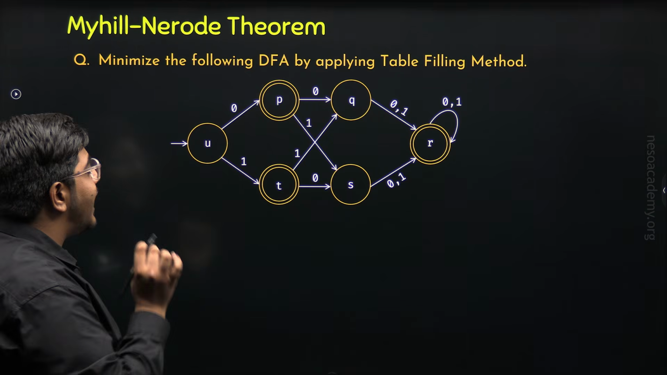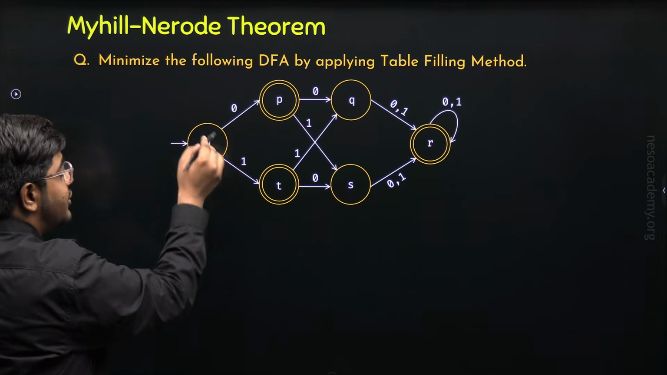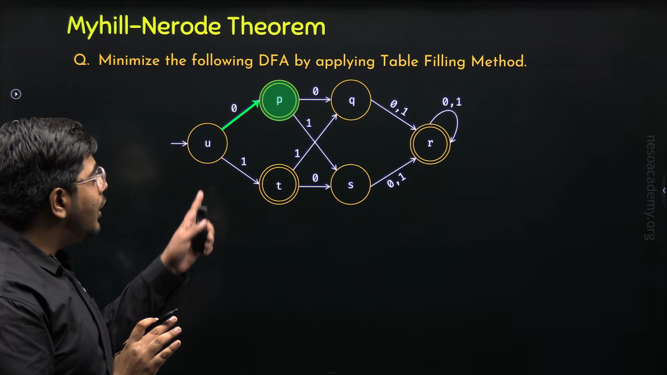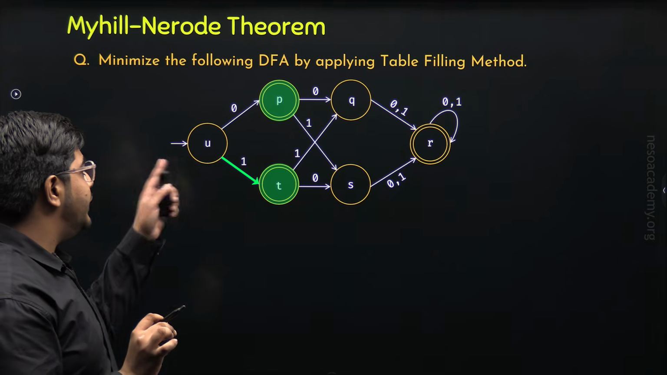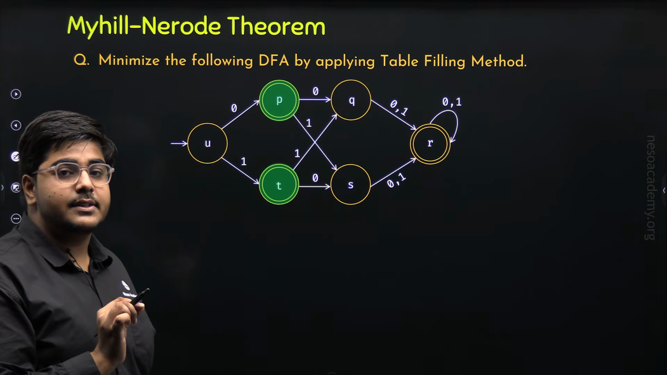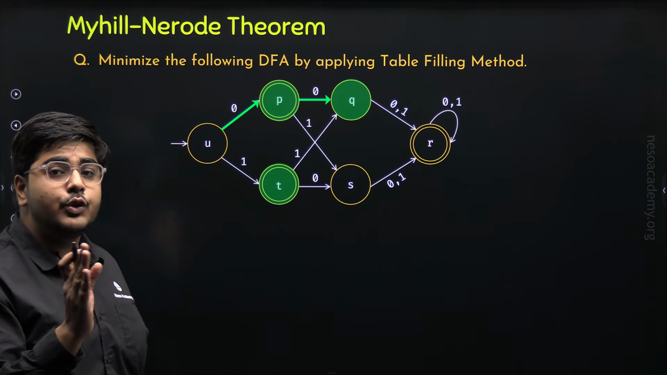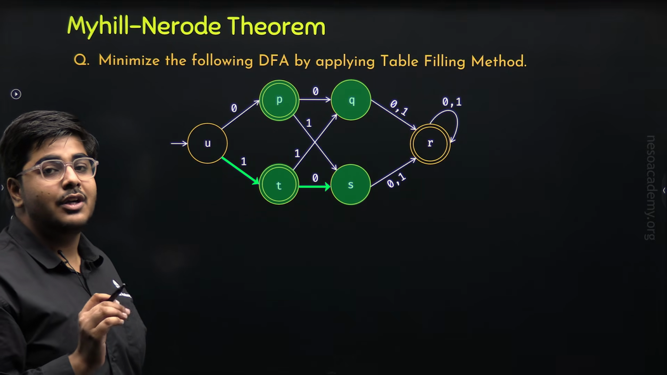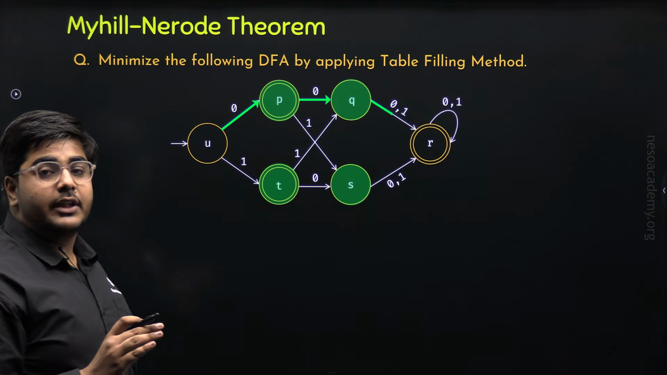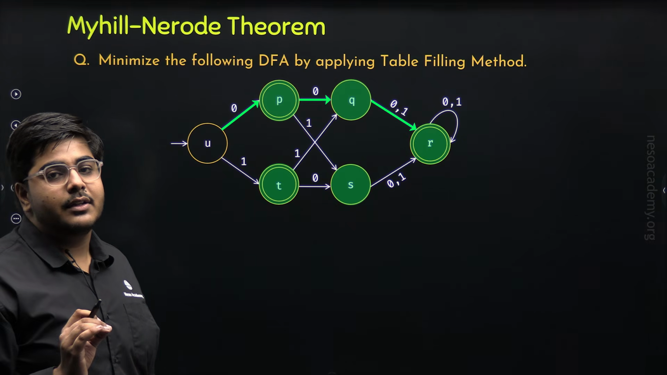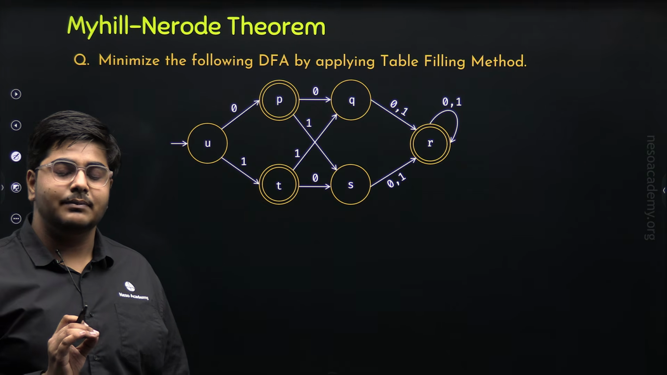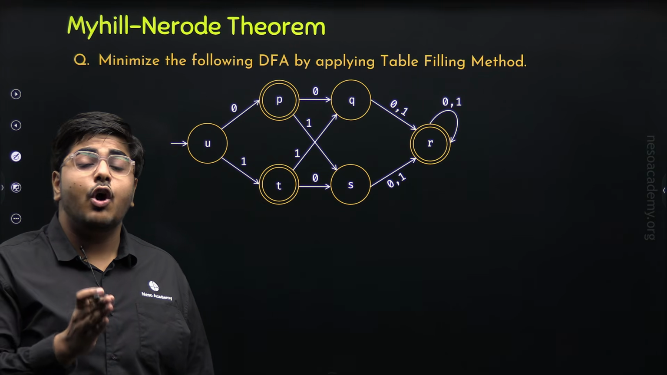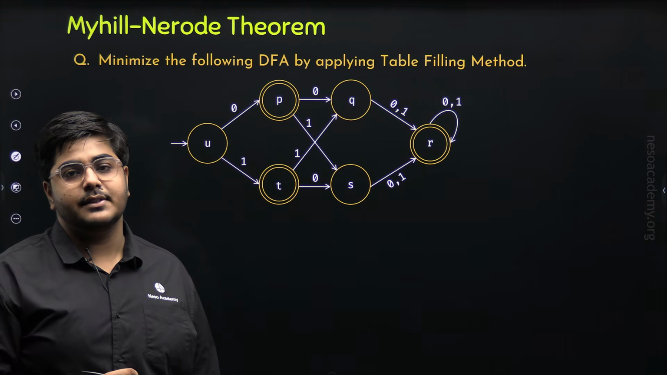If you observe this diagram carefully, from the initial state u, there is no unreachable state. All the states are reachable from the state u. And you can verify this because I have explained how to check unreachable states multiple times in the previous lectures. So, in this particular diagram, there is no unreachable state. So, we are done with step number 1. Now, we'll move to step number 2. That is, we need to draw a table for all pairs of states.